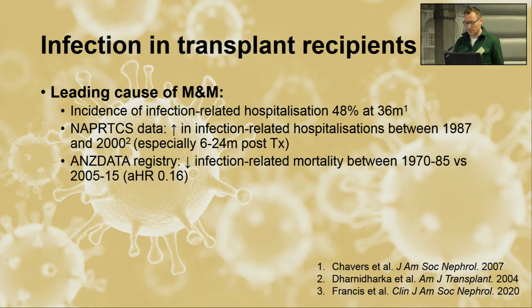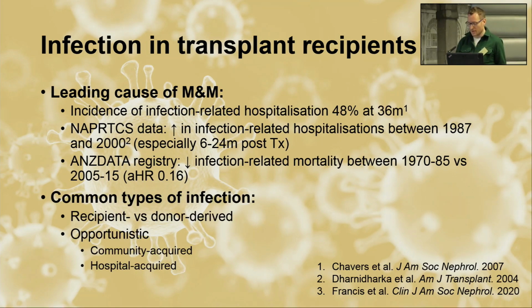North American data shows that there's been an increase in infection-related hospitalizations between 1987 and the year 2000. That's especially true for patients 6 to 24 months post-transplant, and less true for those in the first 6 months post-transplant. But despite that, we've got data from Australia and New Zealand, from the Dialysis and Transplant Registry, showing a reduction in infection-related mortality between 1970 to 1985 and 2005 to 2015, with an adjusted hazard ratio of 0.16, so a reduction of 84%, which is quite substantial.